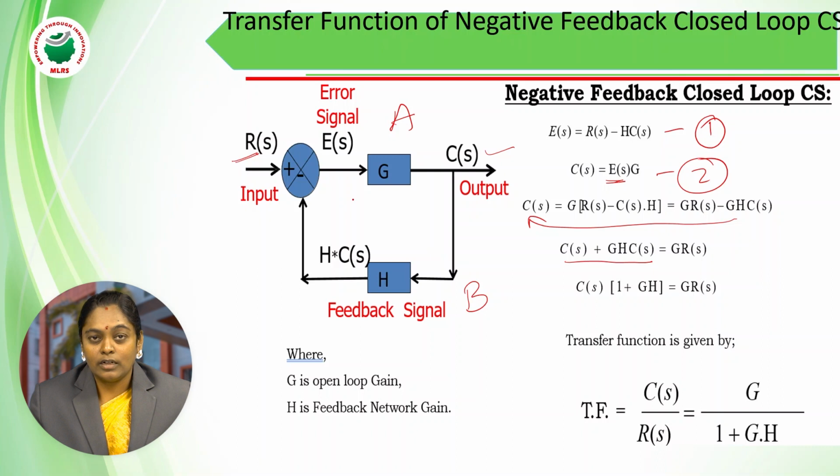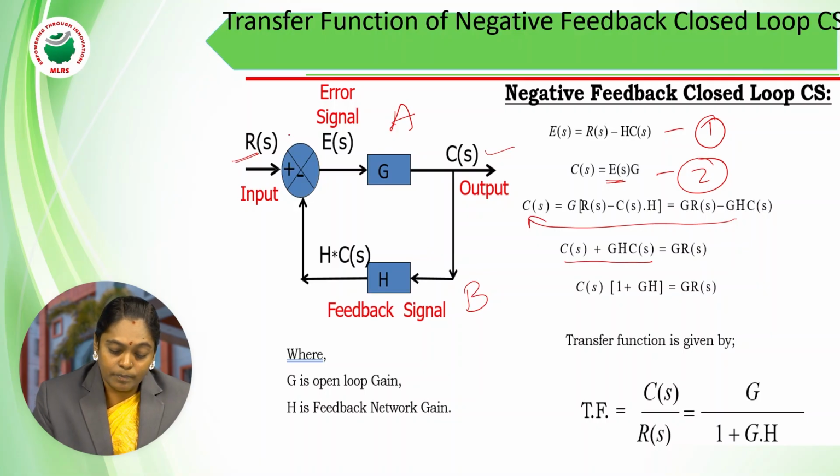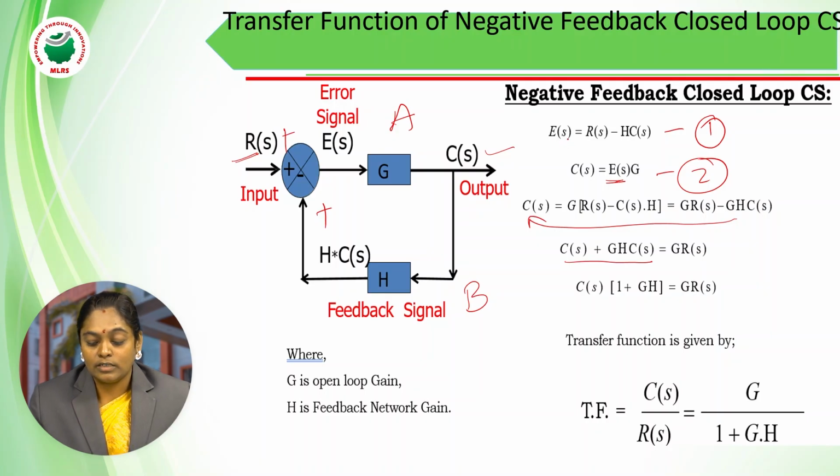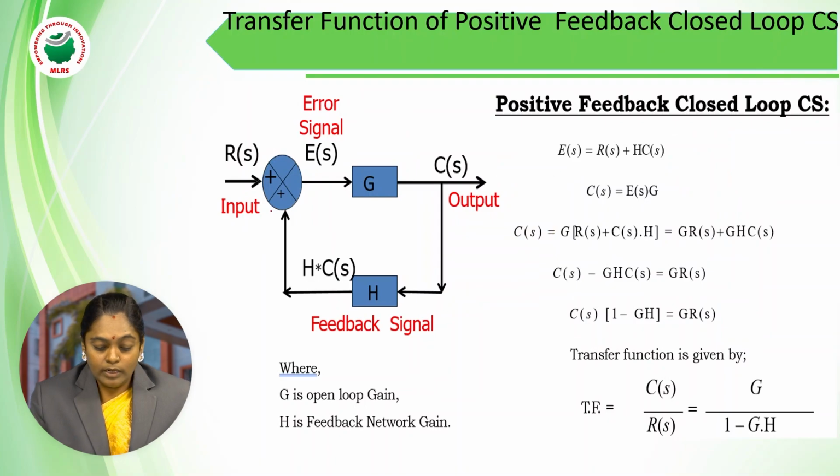So if we take it as a negative feedback, the transfer function will have a plus sign. If we take it as a positive feedback system, instead of plus you will replace it with minus. The only difference in a positive feedback system is that you will have plus in both places. Then the error signal E(S) is equivalent to R(S) plus H into C(S). See here, in this case both are positive values and E(S) is equivalent to R(S) plus H into C(S).